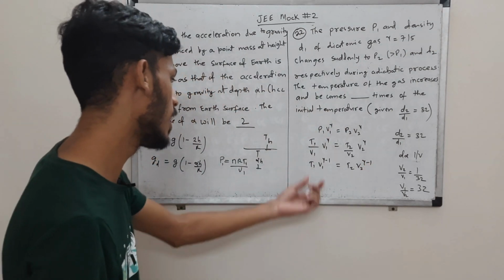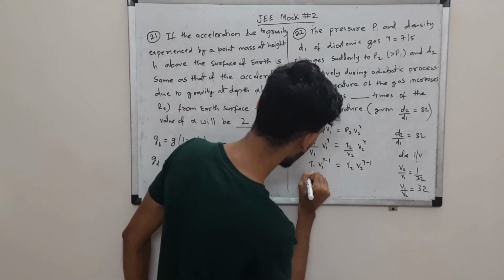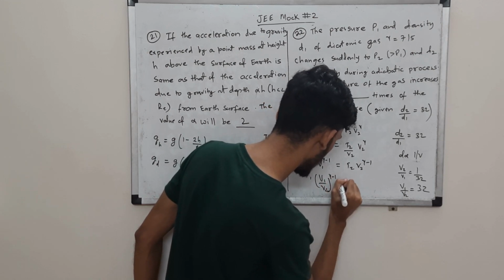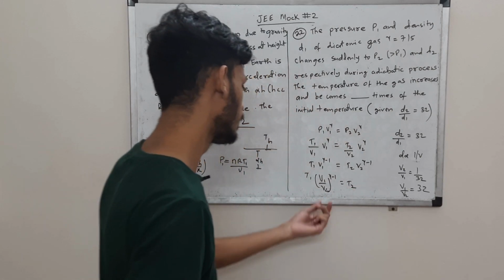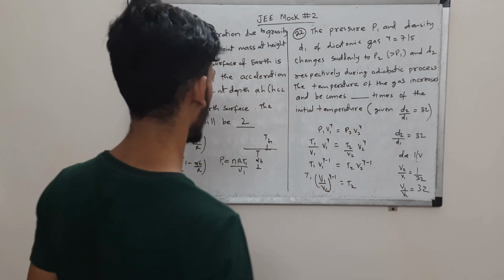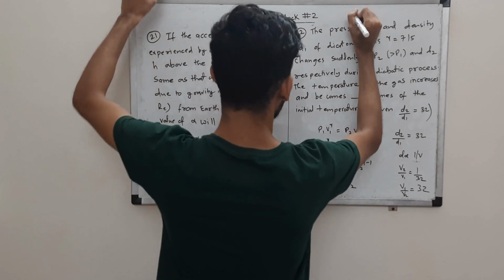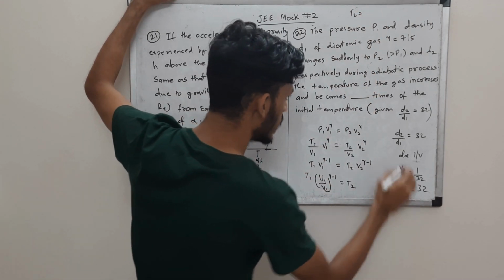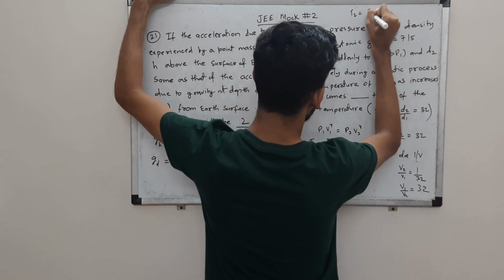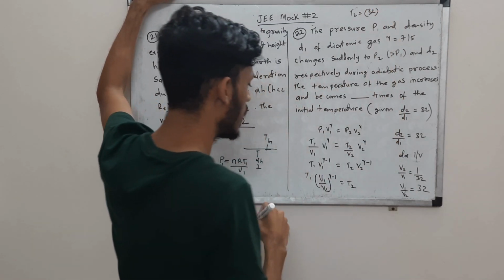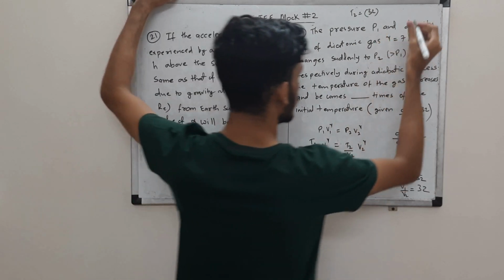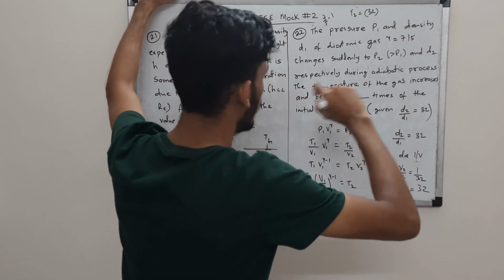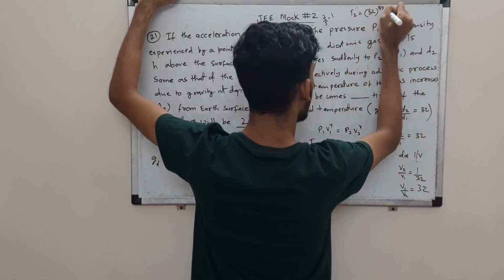So we are supposed to find T2 in terms of T1. So T2 is V1 by V2 raised to gamma minus 1, times T1. We want a numerical answer for that. So T2 is, if you see V1 by V2, we just found it out to be 32. So 32 to the power gamma minus 1. Gamma is 7 by 5. So 7 by 5 minus 1, what is that? That is 2 by 5, right? So 2 by 5 of T1.